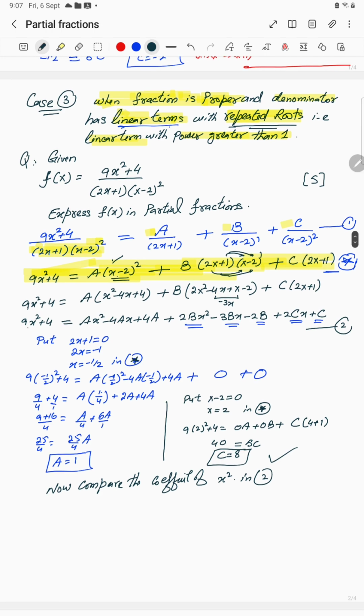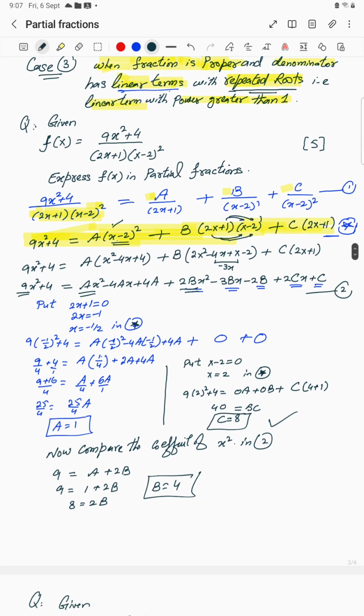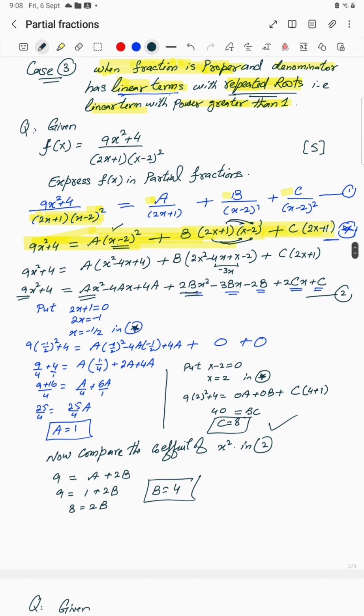So here you can see on the left hand side we have 9 as the coefficient of x square, and on the right hand side we have a plus 2b, and no more x square terms. So a we have already calculated, that is 1. So 9 is equal to 1 plus 2b. So 8 is equal to 2b. So b comes to be 4. So this is how we can calculate with the repeated root the values of the unknowns a, b, c, and the case is linear. Now substitute this in the question, equation number 1.